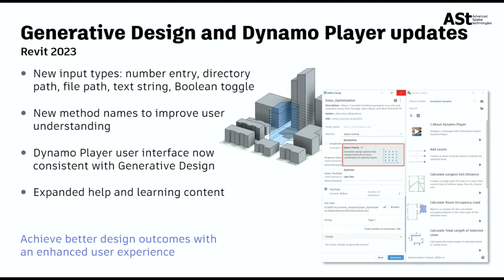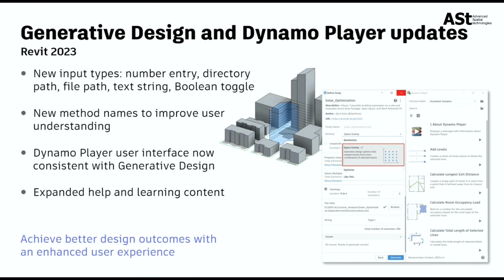We have new input types. In the define study dialog, you can use several new input types for generative design. You can now enter number inputs. You can also use a slider with a number entry or type the desired number into the entry box. You can browse and access a directory path or a file path as an input in the study dialog. There's no need to go back and define it in the Dynamo script. And you can now use text inputs and true and false Boolean toggles.